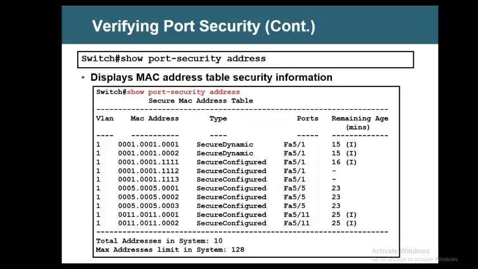Show port-security address will show you what all MAC addresses on which VLAN, on which port. See Fa5/1. There are 5 MAC addresses, in which these 2 are learned dynamically. These 3 are configured statically, manually.